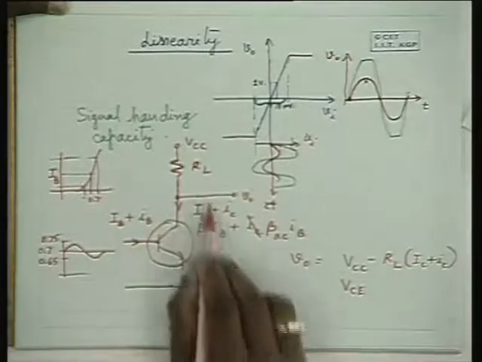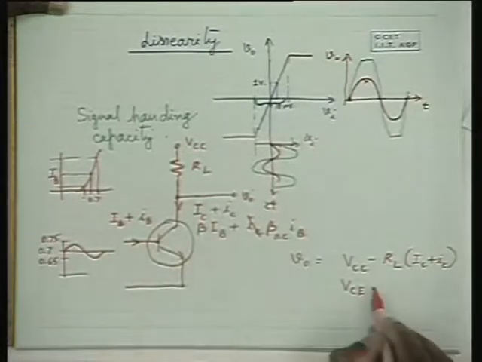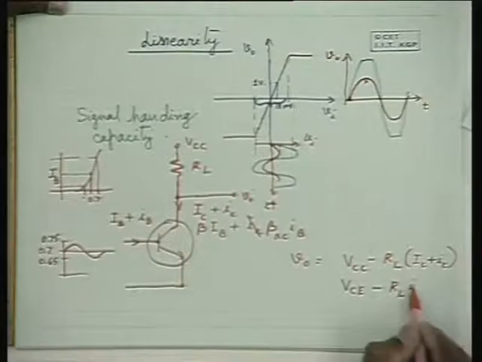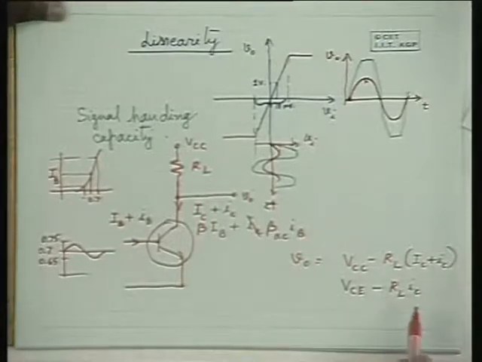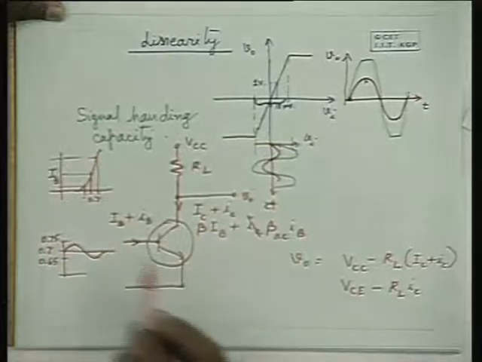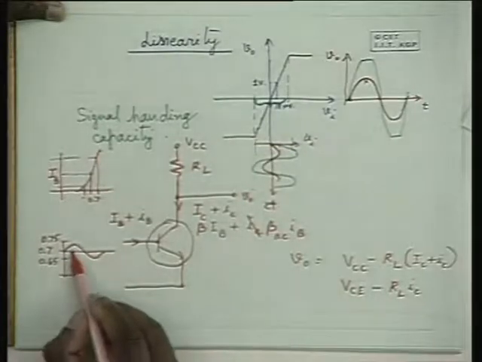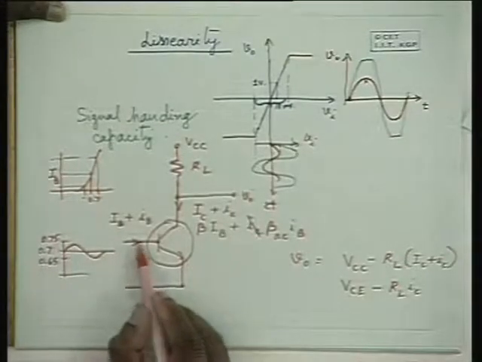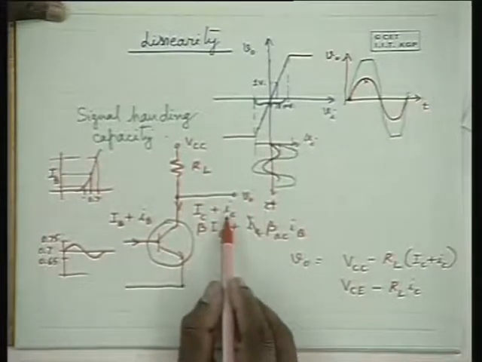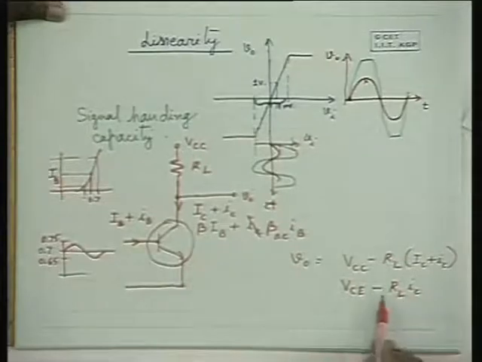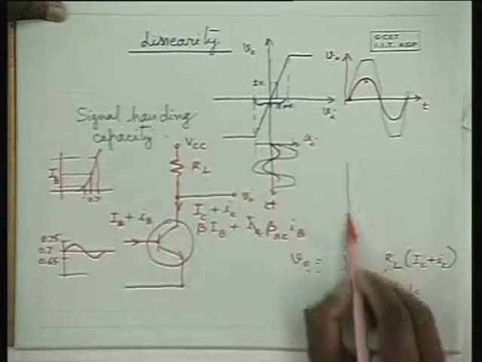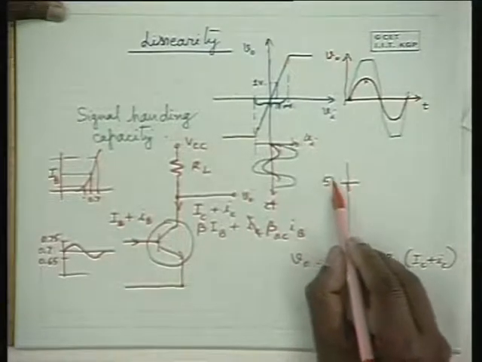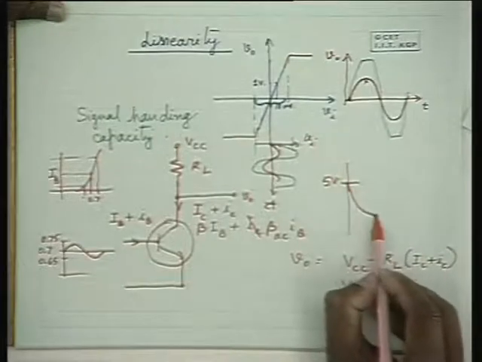Now the output voltage is going to be, apart from the biased VCE, around the biased VCE you have RL into IC, some alternating component. Now, if the input voltage is rising beyond 0.7, say it has risen up to 0.75, base current increases, collector current increases, and when collector current increases, there will be a fall in the voltage VCE. So if VCE is maintained at 5 volts, it will drop.